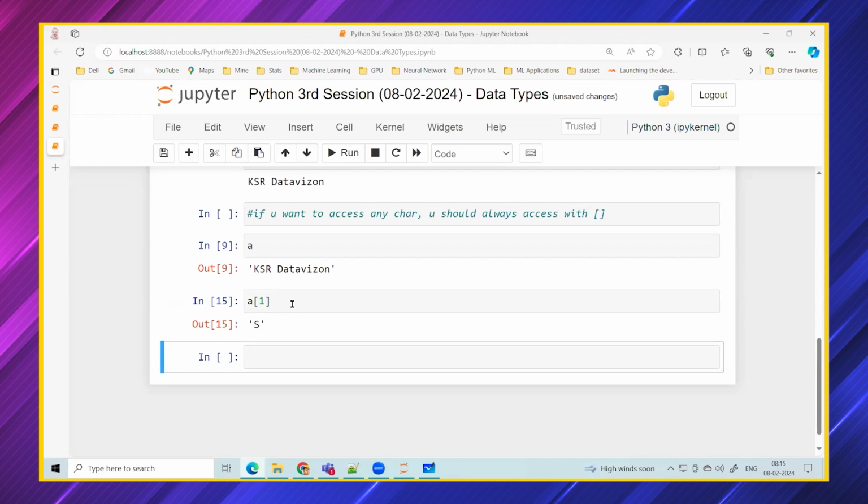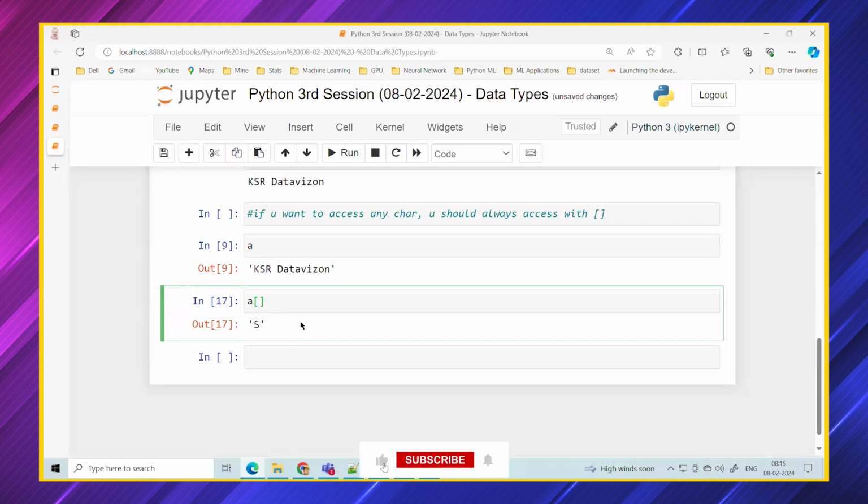No, I don't need S. I actually need K. But if I give 1, it comes as S, and if I give 2, it comes as R. Why am I not able to access K? That is where I got to know that if I put 1, it actually takes the second element. That means to get the first element, I have to always start with 0.